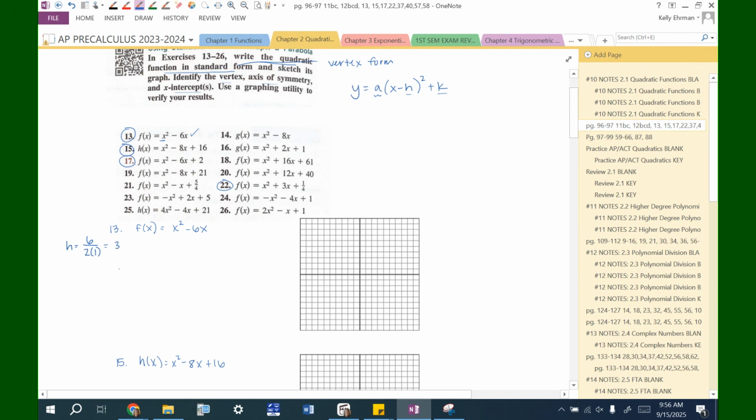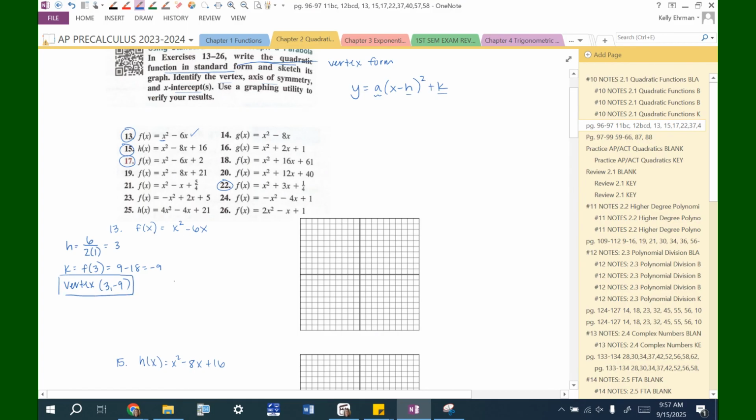So h comes out to 3. And then you calculate k by finding f of 3. So plug 3 in. You get 9 minus 18, negative 9. So the vertex is 3, negative 9. And that tells me, actually, I'm not going to write that down. Oh, no, yeah, I am supposed to write that down. Sorry. The vertex is 3, negative 9. So that's one answer they wanted.